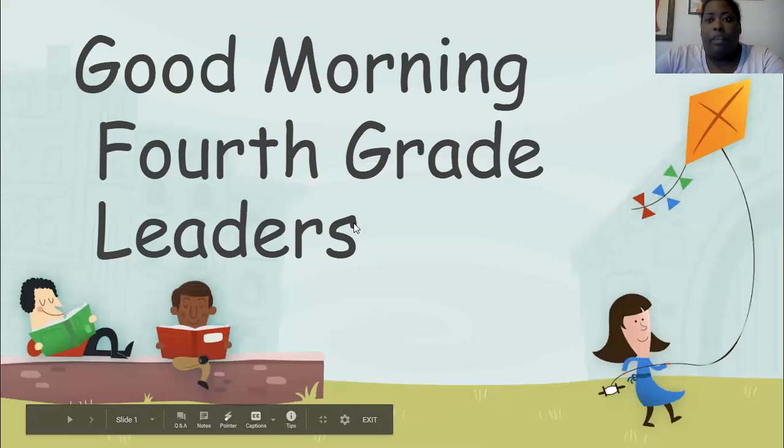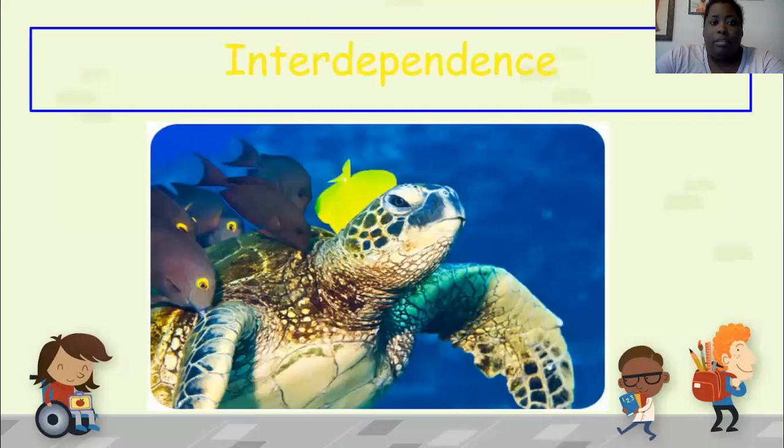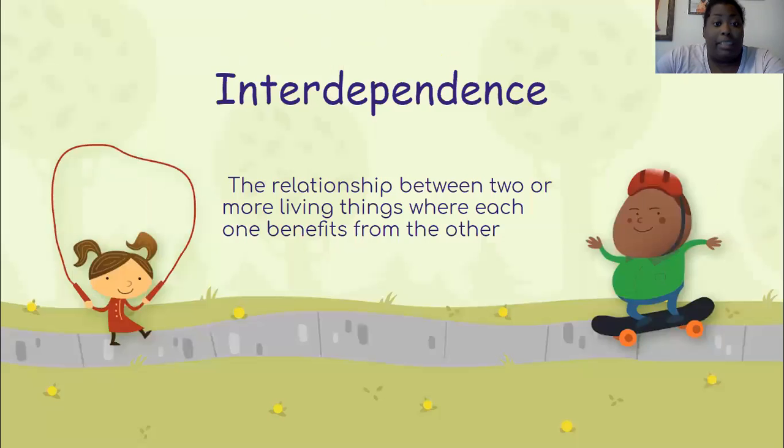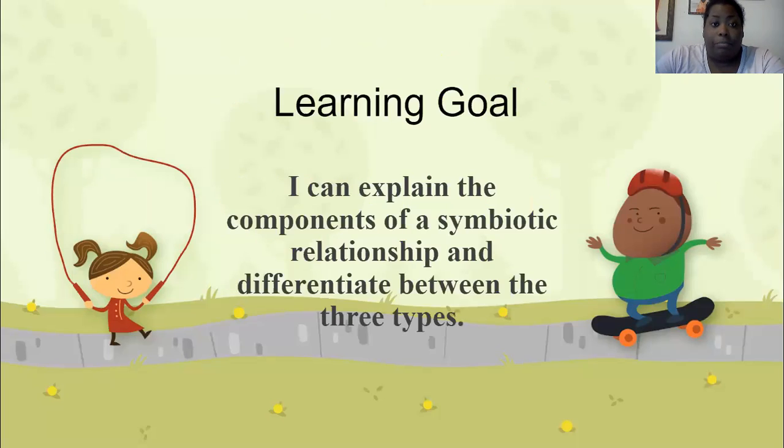Good morning, fabulous fourth grade again. Today we're going to continue learning about interdependence. Interdependence is the relationship between two or more living things where each one benefits from the other. The learning goal: I can explain the components of a symbiotic relationship and differentiate between the three types.